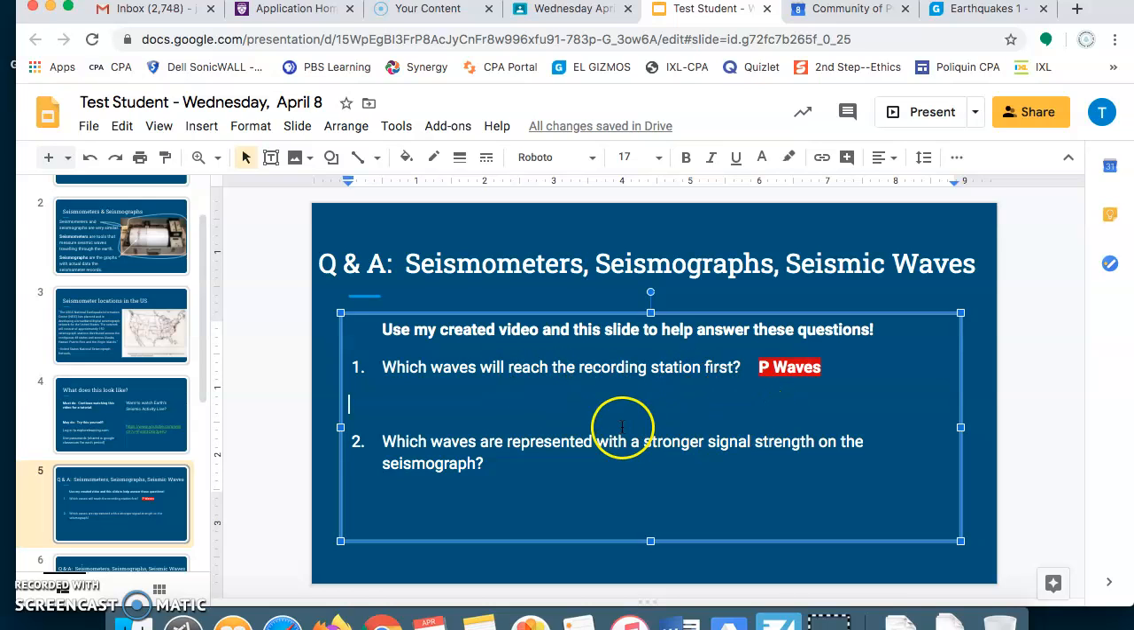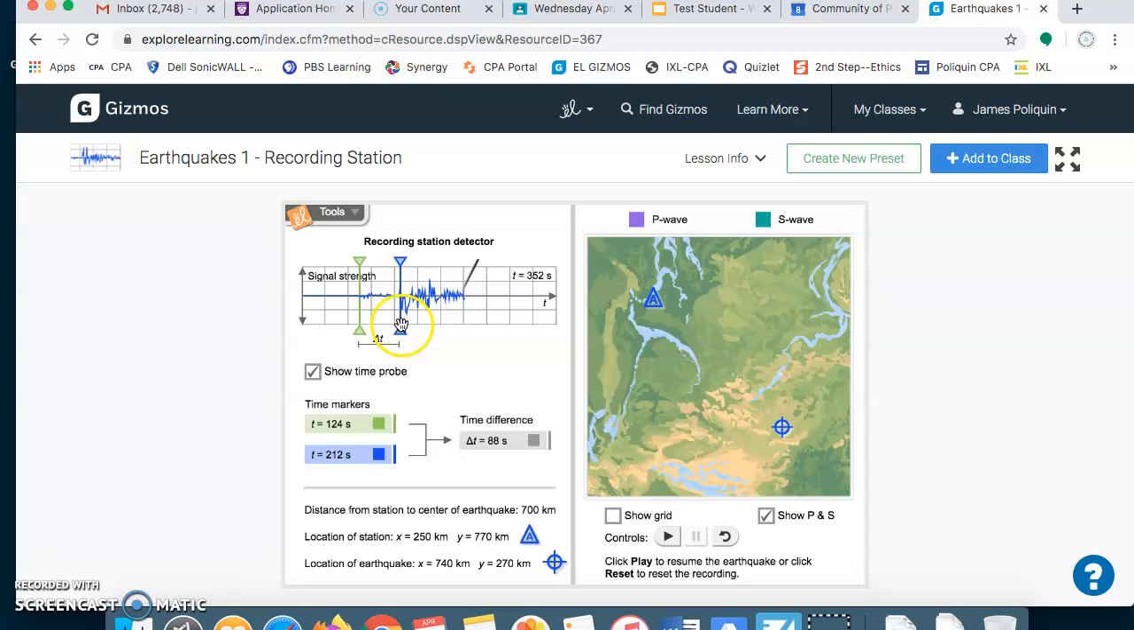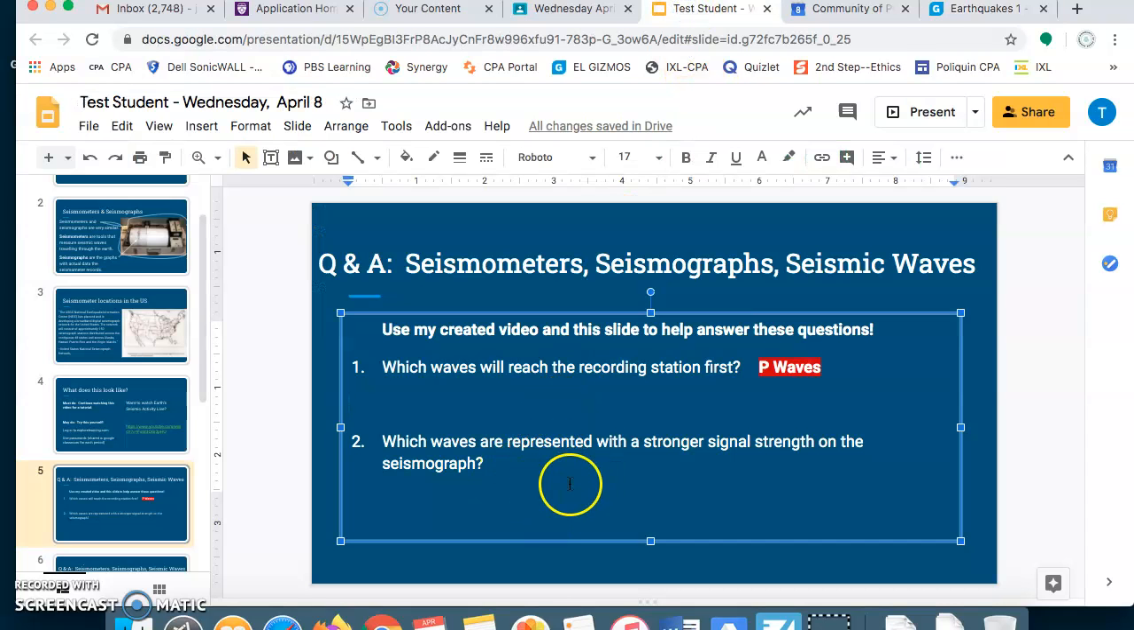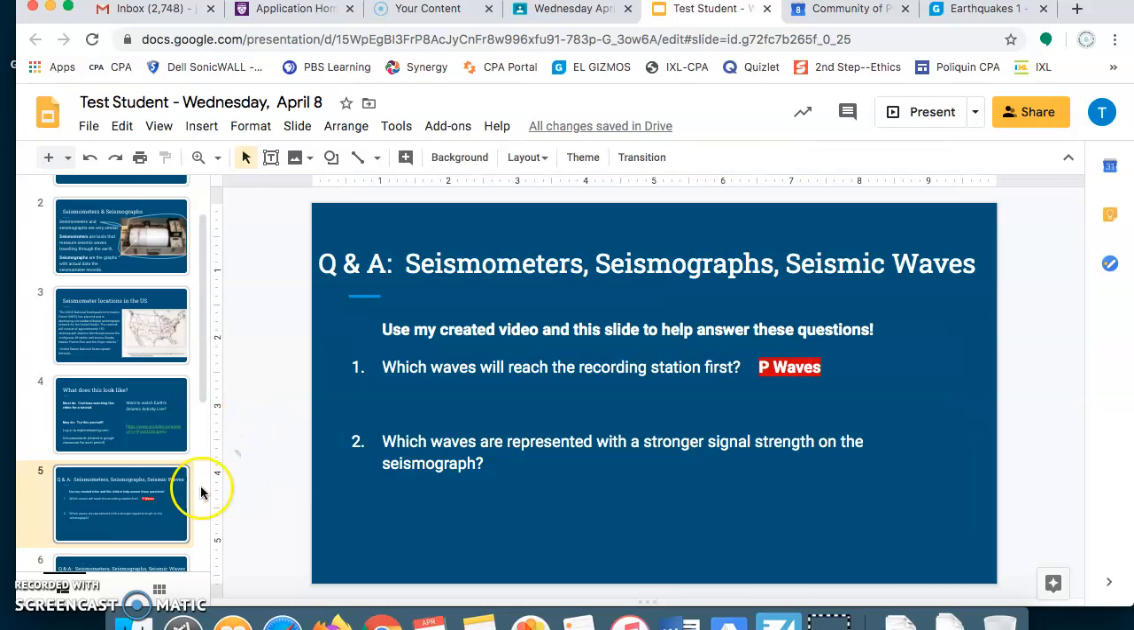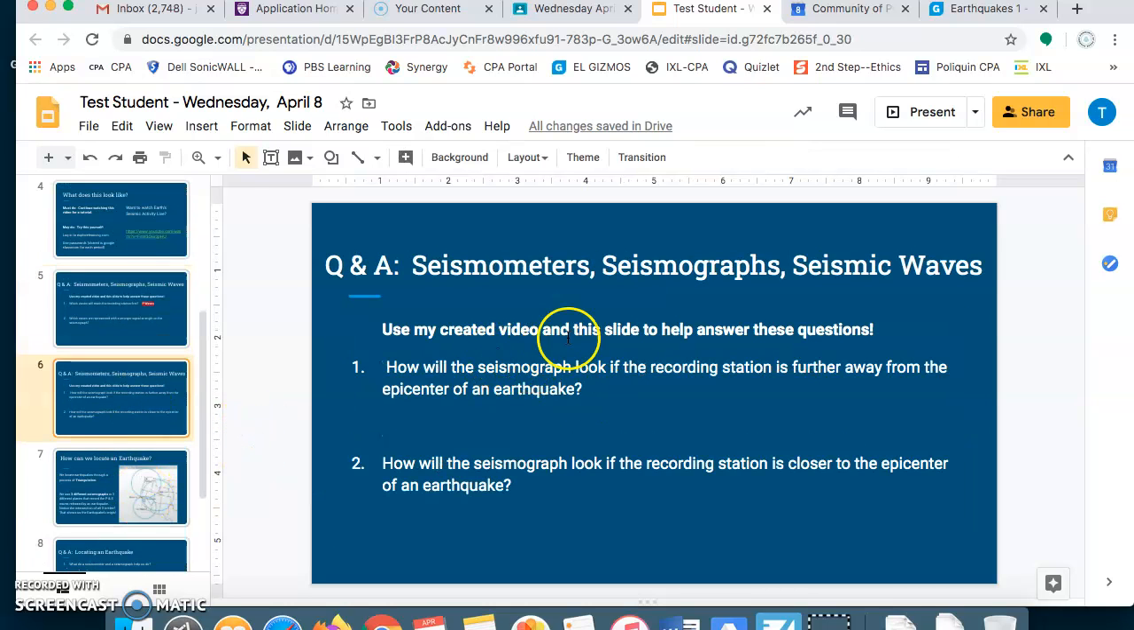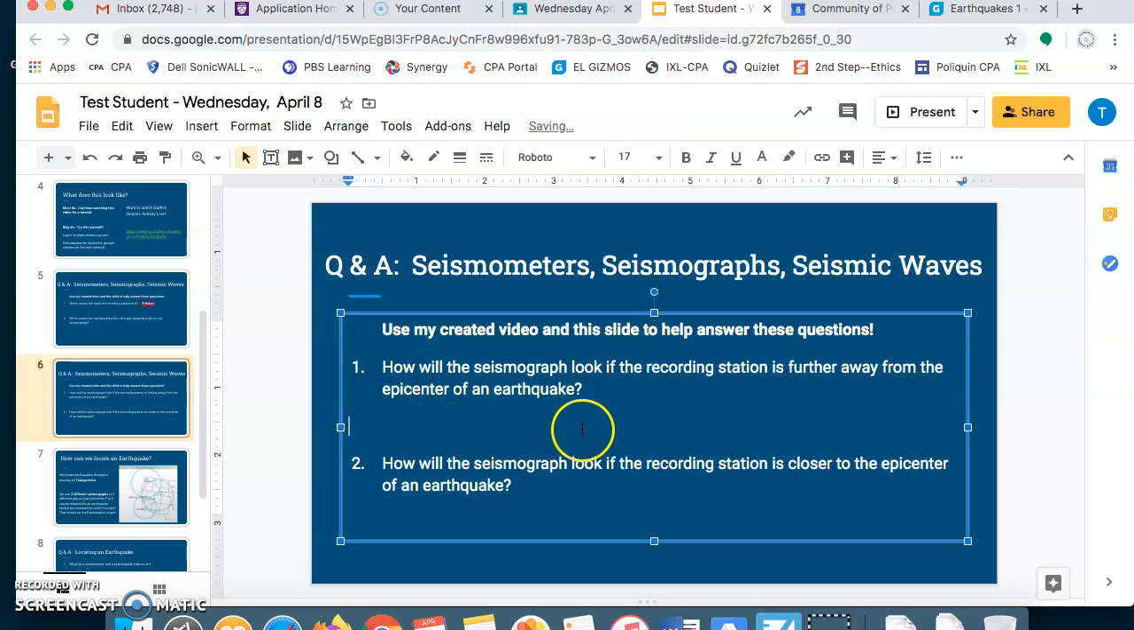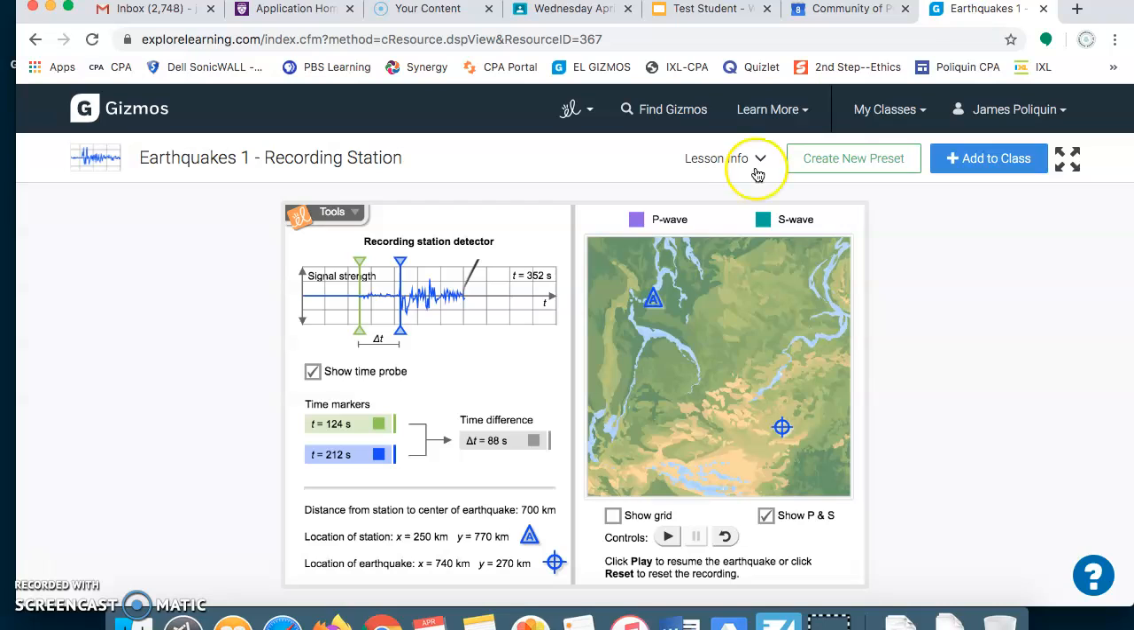So which waves hit the recording station first? P waves. Now, which waves are represented with a stronger signal strength on the seismographs? Well, which one had the larger bouncing in the y direction of this graph? Well, P waves went this far, S waves went that far. So that'll be your job to answer which waves are represented with a stronger signal strength. Okay. Now, using the video still, we're going to make a couple more observations. How will the seismograph look if the recording station is further away from the epicenter of an earthquake?